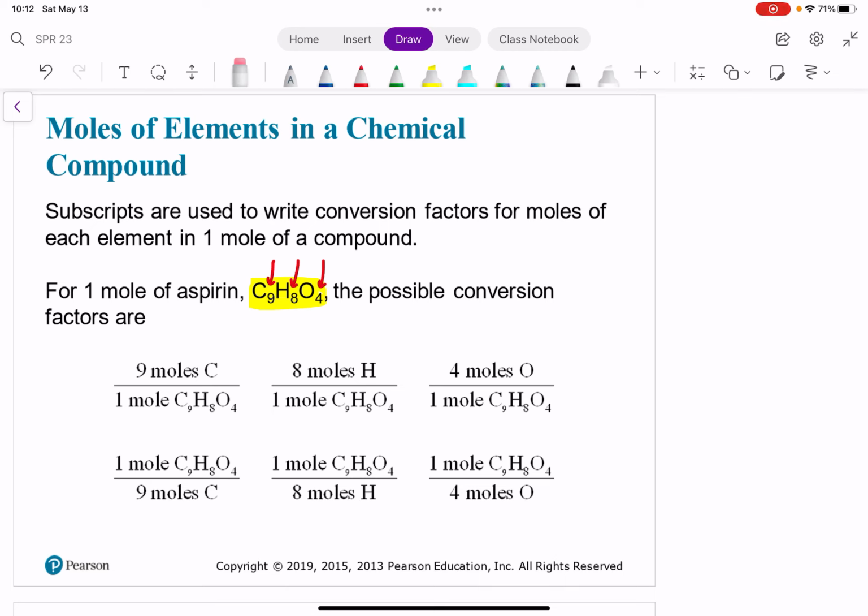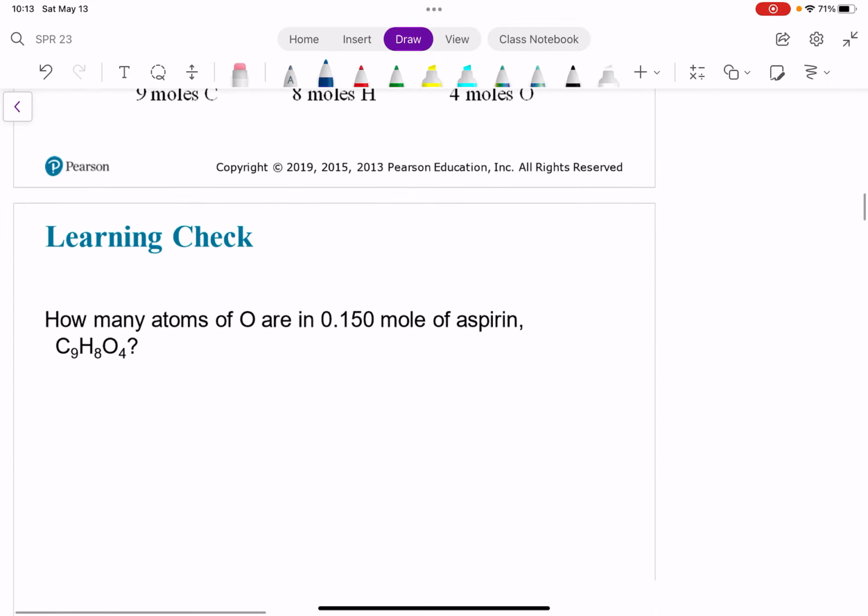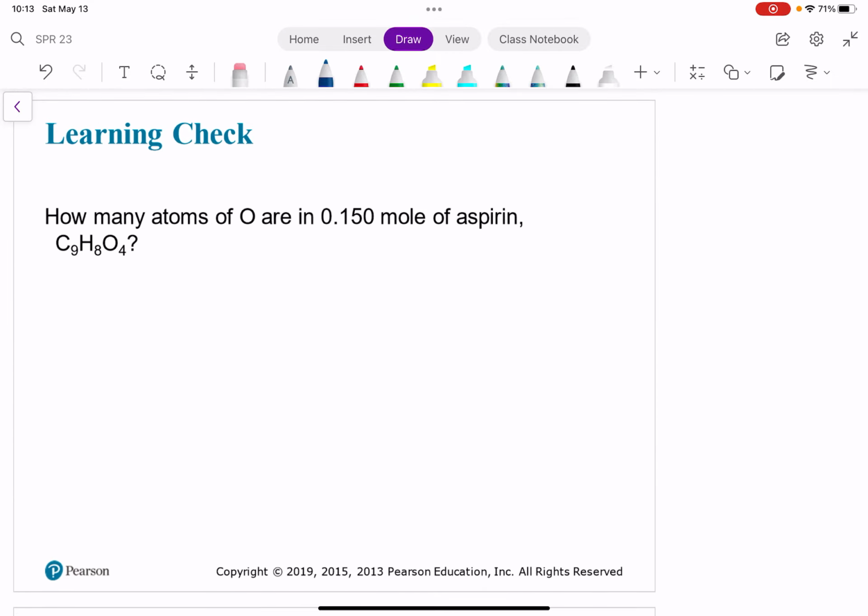So again, as always, you can flip this whichever way you want, right? There's also 8 moles of hydrogen per every 1 mole of aspirin and 4 moles of oxygen per every 1 mole of aspirin. And again, you can use these conversion factors whichever way you want in equations. Okay, so let's do this learning check together.